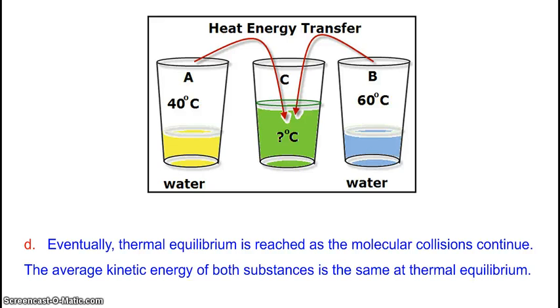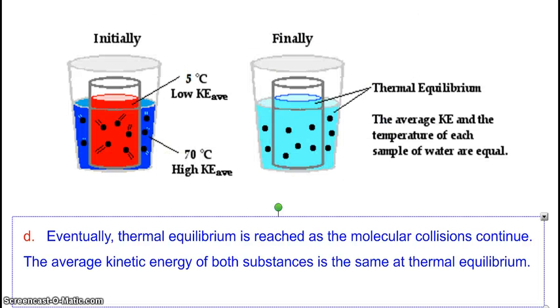Molecular collisions continue. The average kinetic energy of both substances is the same at thermal equilibrium. To illustrate this, if a sample of water at 5 degrees Celsius, where the molecules had a low average kinetic energy, was placed into warmer water at 70 degrees Celsius, where those molecules had a higher average kinetic energy, over time, thermal equilibrium will be achieved, meaning the average kinetic energy and the temperature of each sample of water will be equal.